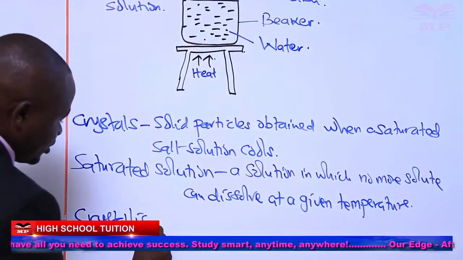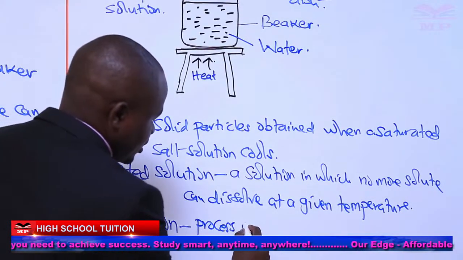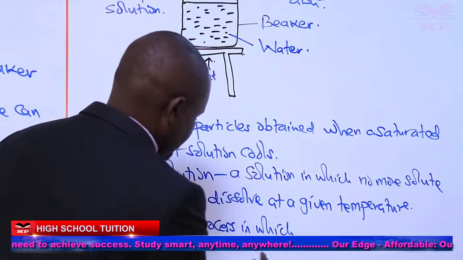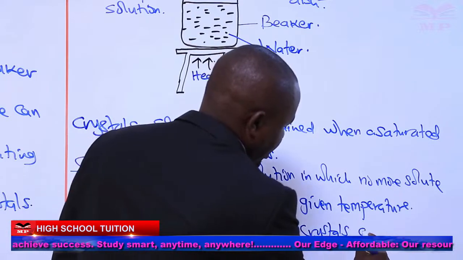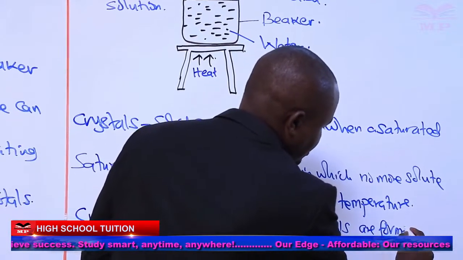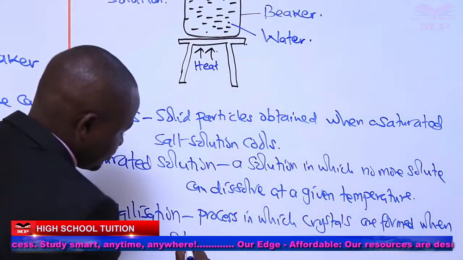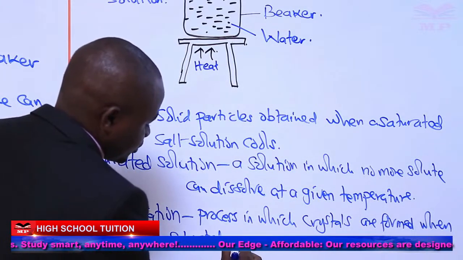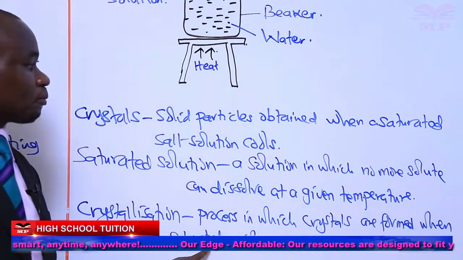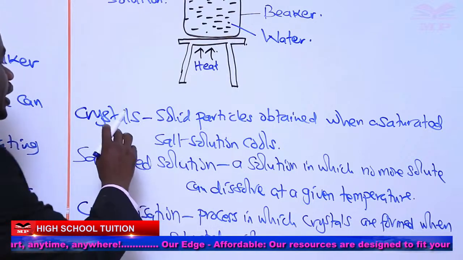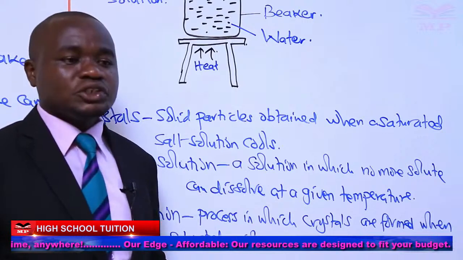So we have another term here, crystallization. Crystallization is simply a process in which crystals are formed when a saturated solution cools. So the process, we call it crystallization, and the solid particles formed are called crystals. So you'll realize that we are talking about crystals.